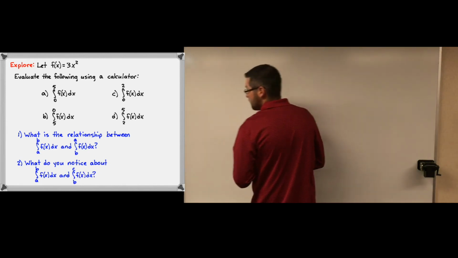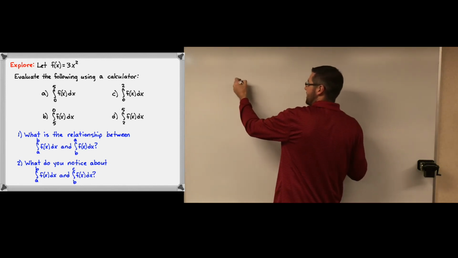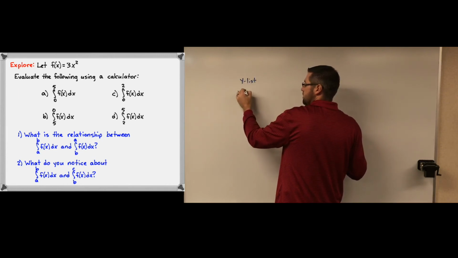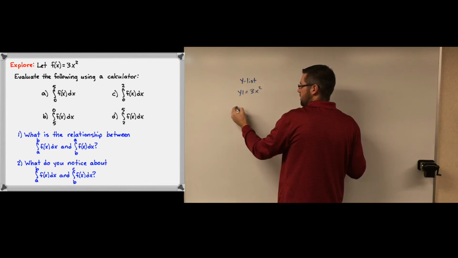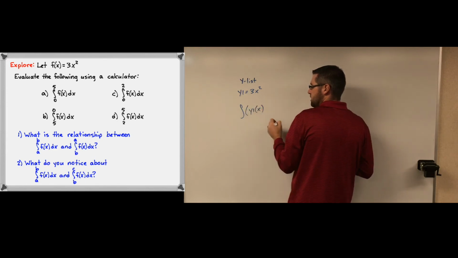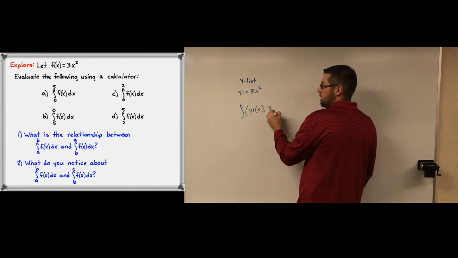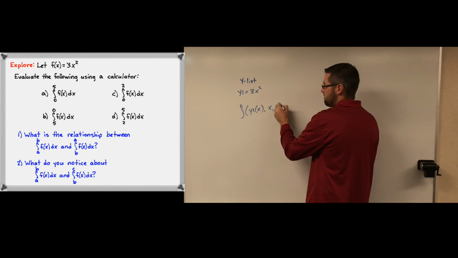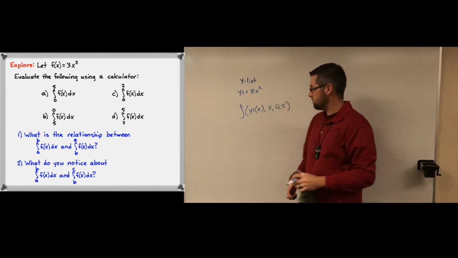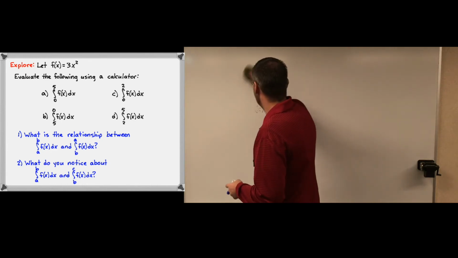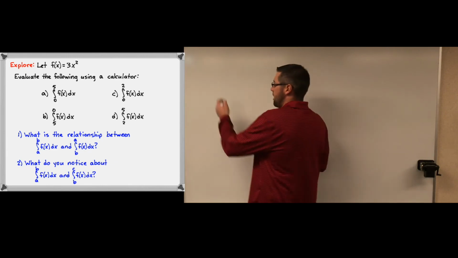All right. Let's see. If you're using your y list, you would say y1 equals 3x squared. And then in the home screen, you would say the integral, parentheses, y1, parentheses x, like that, comma x, comma, in this case, 0, comma 5. That. What did you get for part A?